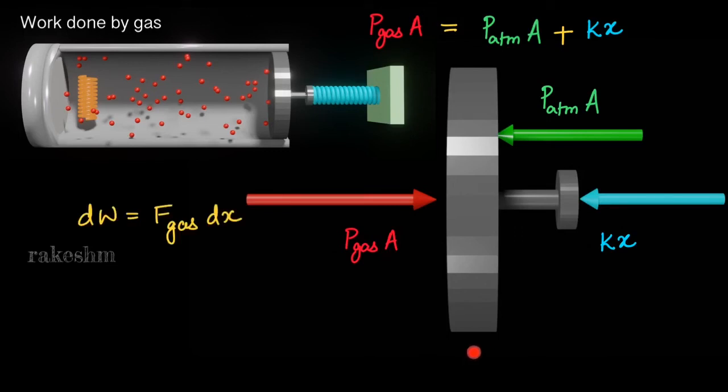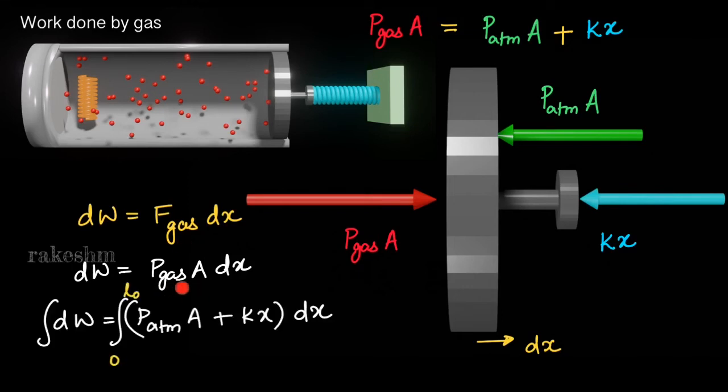As the piston moves, the pressure of the gas is varying, so the force applied by the gas on the piston is also varying. If we assume that the piston has moved by dx, the work done by the gas will be the force due to the gas into dx. Now we will integrate this expression and find the total work done. I'm writing the force due to the gas as pressure of gas into area. I'm writing pressure of the gas into area as P atm into A plus kx. We have got this from this expression here.